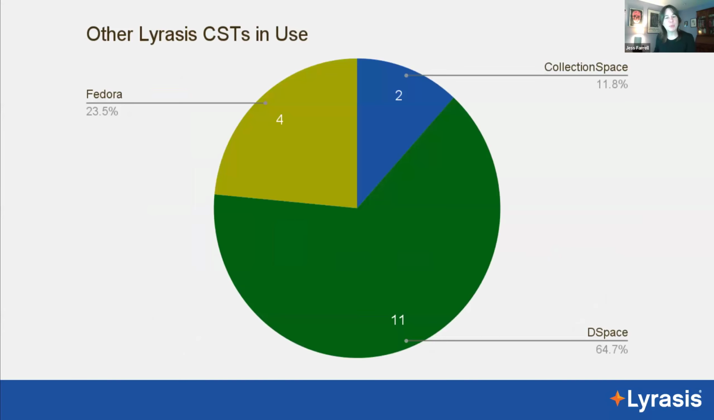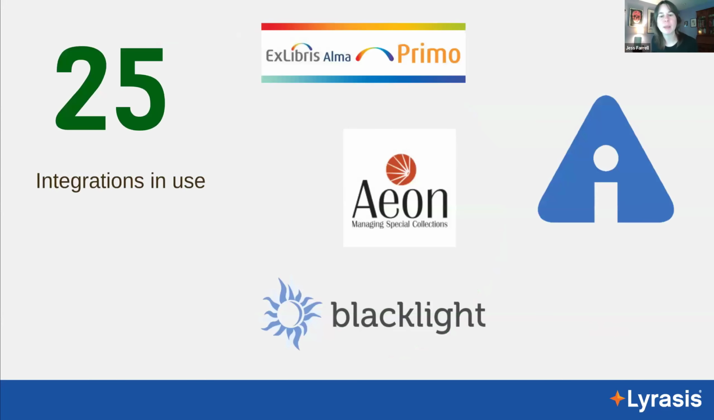Of the respondents who reported using other Lyrasis community-supported technologies in addition to ArchivesSpace, 64% used DSpace, 24% used Fedora, and 12% were using CollectionSpace. We wanted to know about this because it's very appealing to think about integrating ArchivesSpace with another community-supported technology at Lyrasis, understanding that these are all open source technologies. Many institutions are using more than one, and sometimes people expect integrations to kind of already exist between Lyrasis technologies. So that's a reason that we were interested in exploring that.